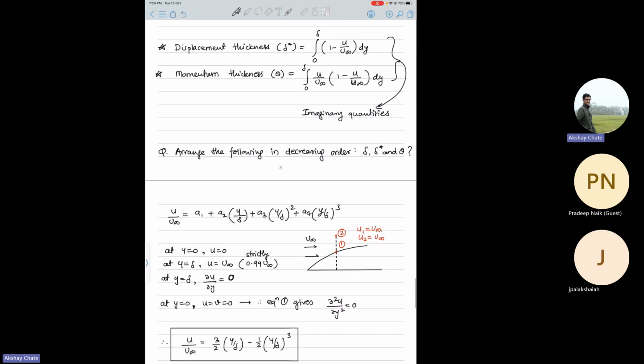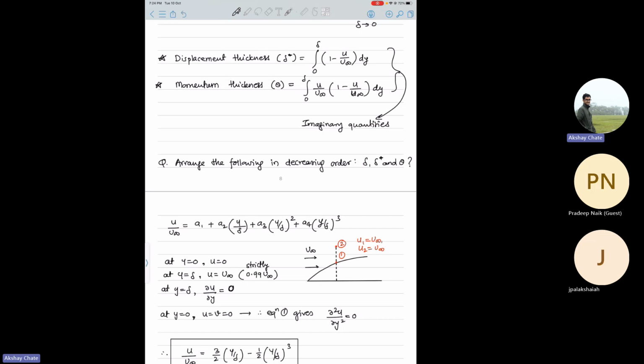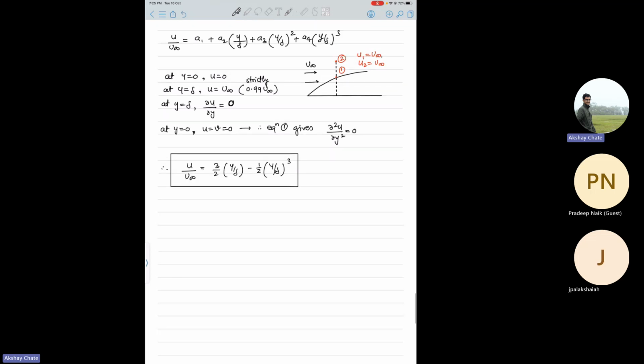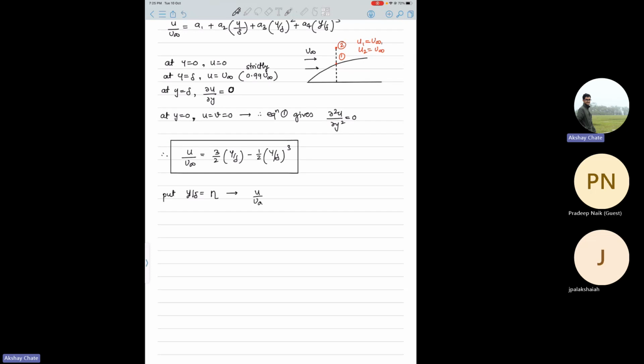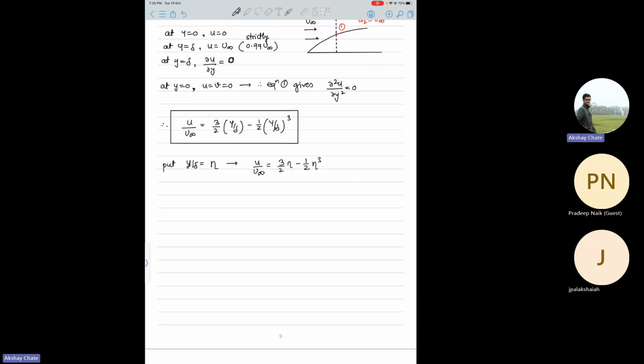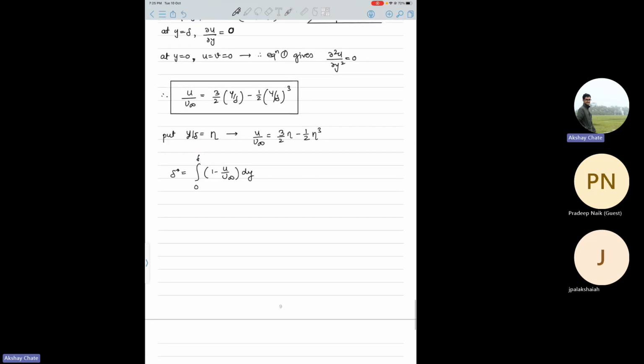So what was my point earlier? Yeah, this question, arrange the following in decreasing order. Here you can do the calculation, right? Because you have u by u infinity here. Just to simplify the calculations, put y by delta as some variable, let's say we take it as eta. This will be used again also, but for the time being. So that means your u by u infinity is nothing but 3 by 2 eta minus 1 by 2 eta cubed. Now you calculate your displacement thickness, which is integral 0 to delta of 1 minus u by u infinity into dy. Correct, no?